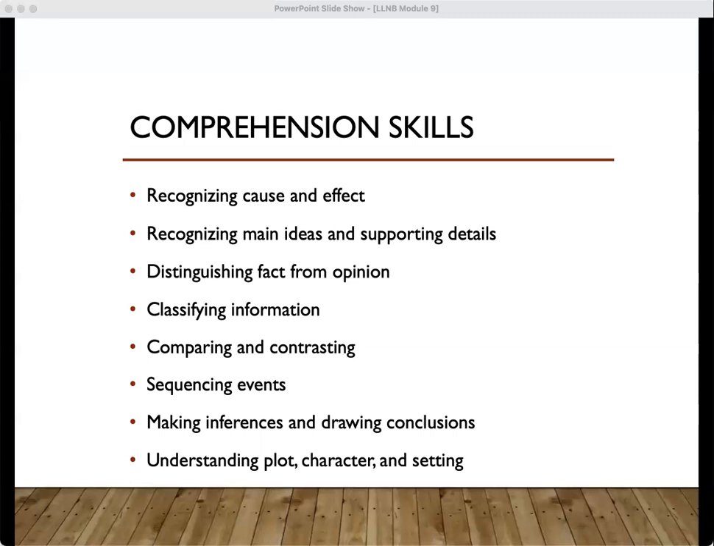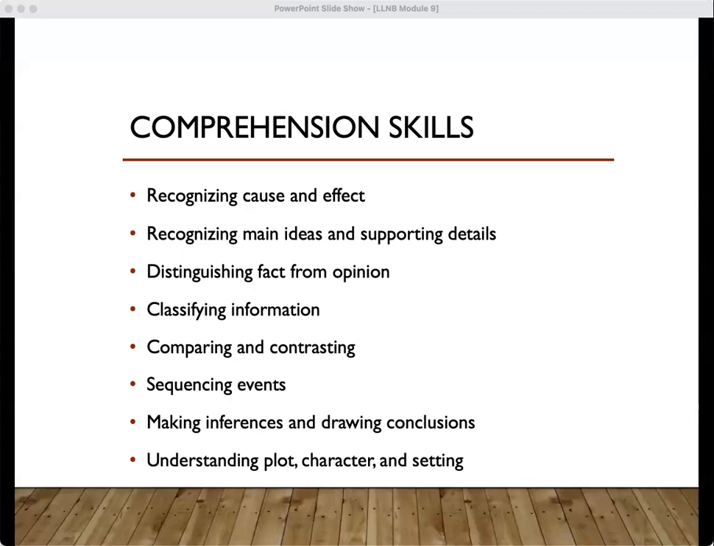Distinguishing fact from opinion. This skill is critical for evaluating information. It becomes ever more important as the distinctions between news and commentary, articles and sponsored articles and ads, and science and sponsored science are blurred.